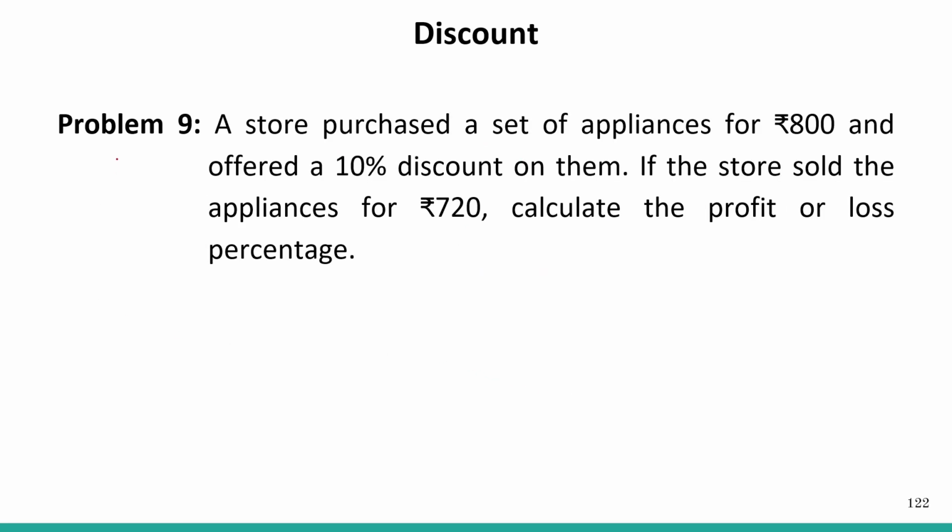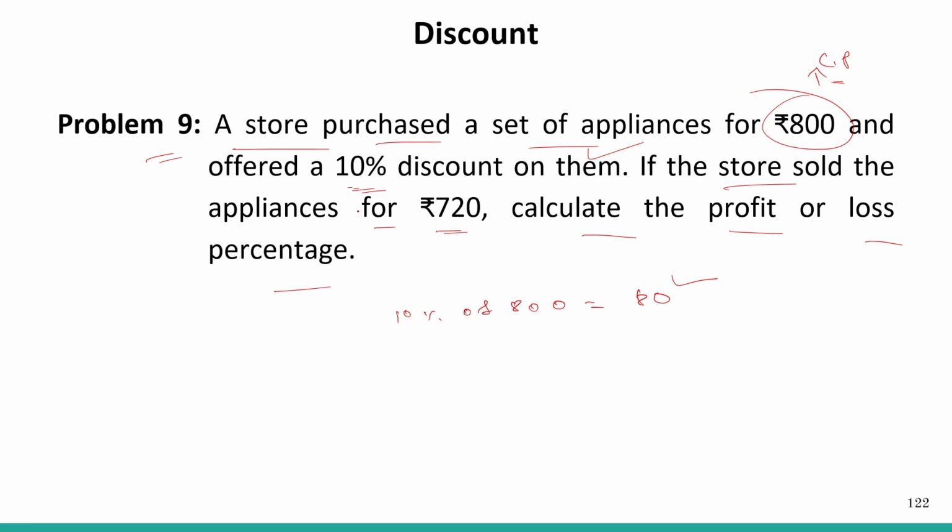Okay. So let's see problem number 9. A store purchased a set of appliances for 800 rupees and offered a 10% discount on them. If the store sold all the appliances for 720 rupees, then calculate the profit or loss it made in terms of percentage. Okay. So it purchased for this much, so this will be the CP, right? And offered a 10% discount. So 10% of 800 is equal to 80, right? So what it sold for is 720 rupees, right? After 10% discount.